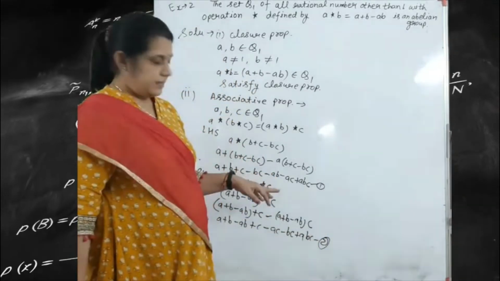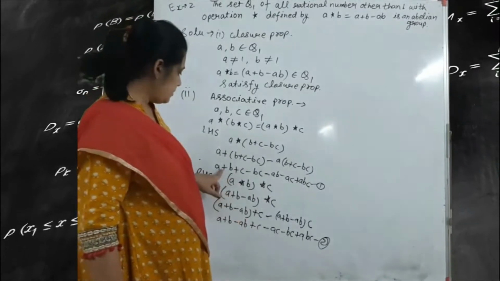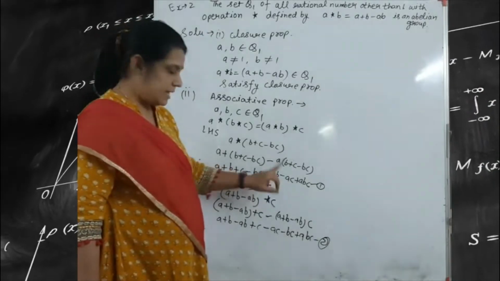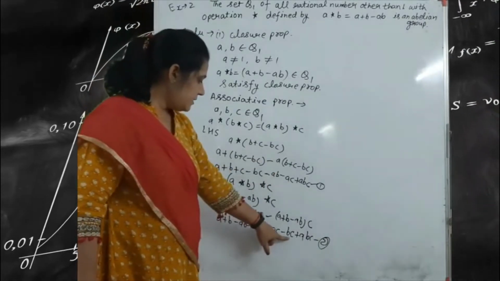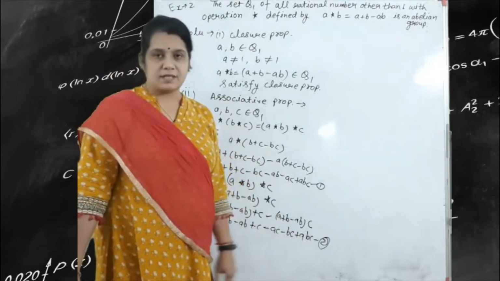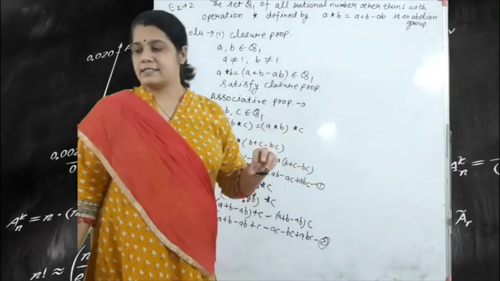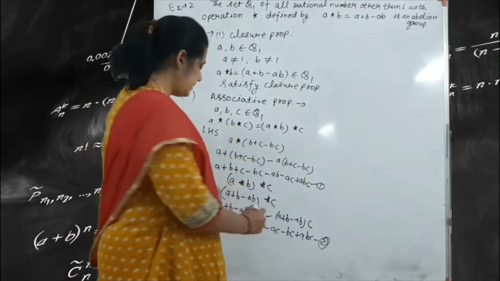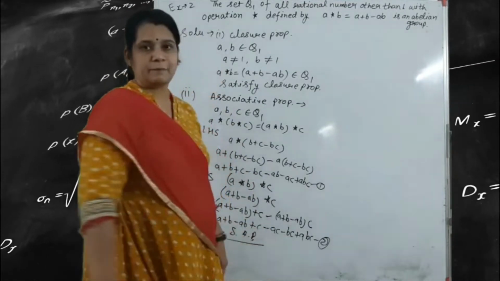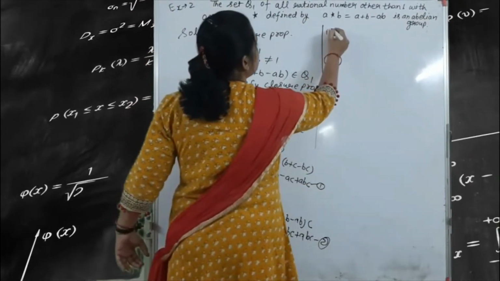Now compare the first and second equations. A plus B plus C on both sides, minus AB minus BC minus AC on both sides, and plus ABC on both sides. That means from equations 1 and 2, the LHS and RHS are equal. Then we can say that this satisfies the associative property. Next, the third one is the identity property.